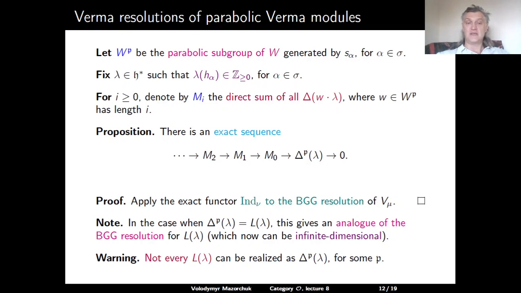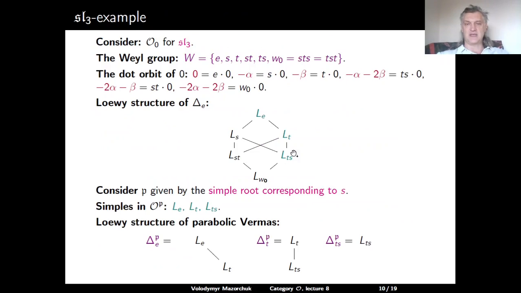But the problem is that not every simple highest weight module can be realized as a parabolic Verma module for some parabolic subalgebra. In the SL3 example, we can realize LTS, we can realize LST by symmetry, but the modules LS and LT cannot be realized as simple parabolic Verma modules for some parabolic subalgebra. We have 4 parabolic subalgebras, so we can realize at most 4 modules. And these are LE, LST, LTS, and LW0.